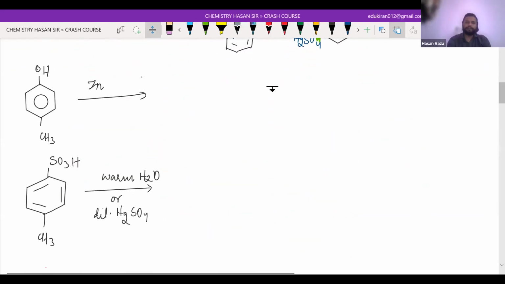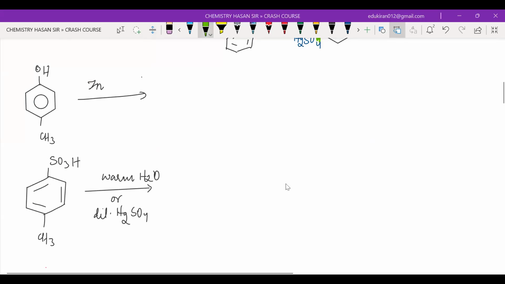Please do this reaction. If you understand the previous one, please do this reaction. When zinc reacts with phenol, what will it do? It will take oxygen with itself, and this phenol will be converted into toluene or methyl benzene.